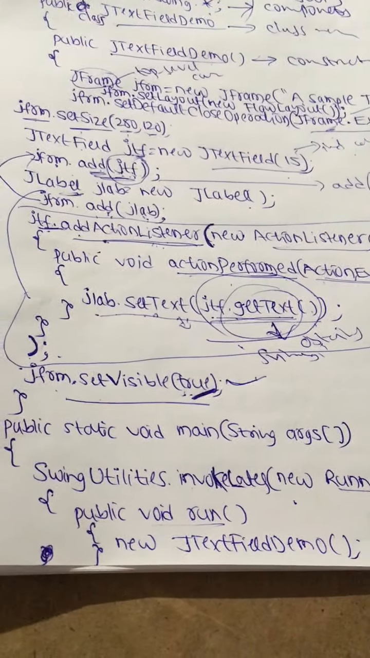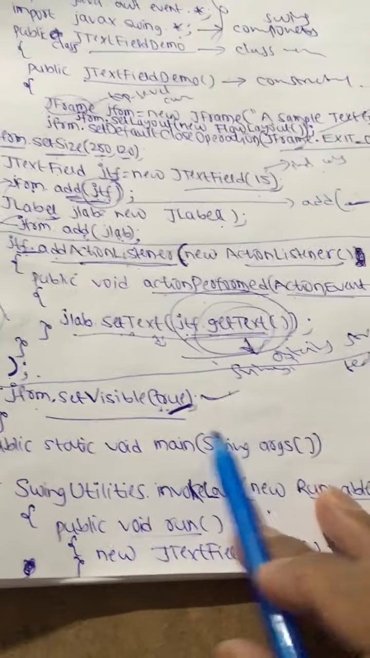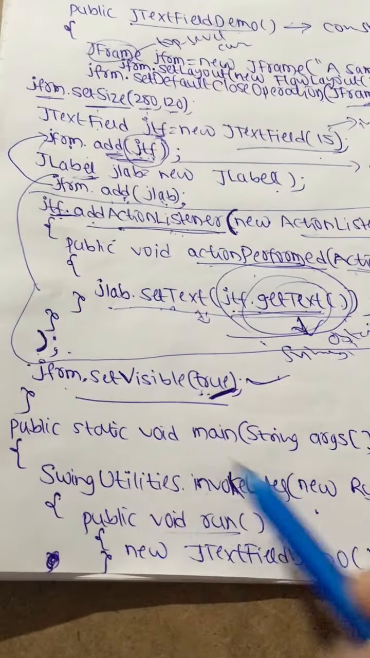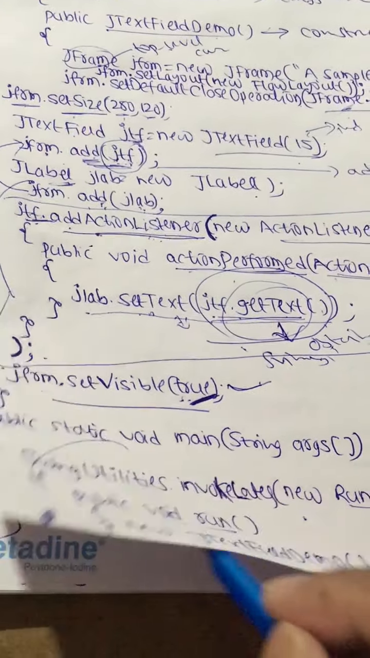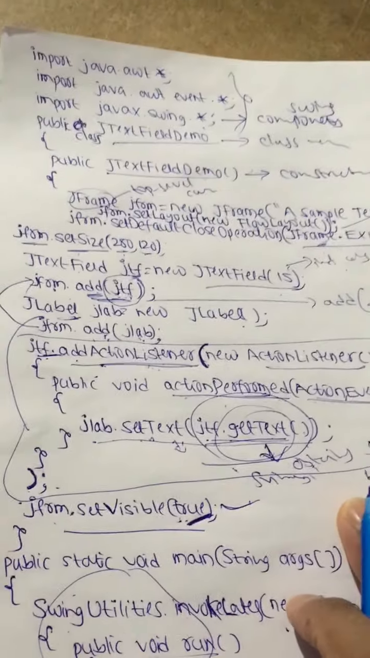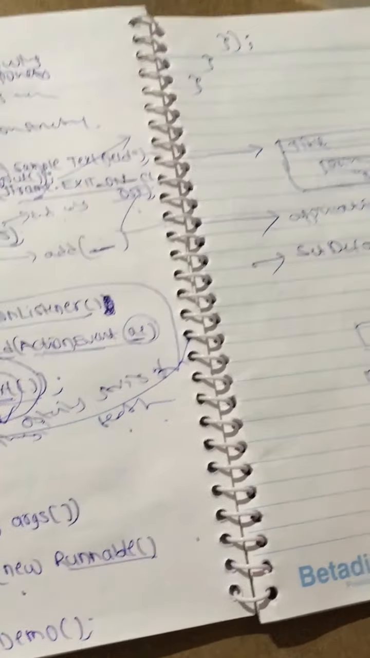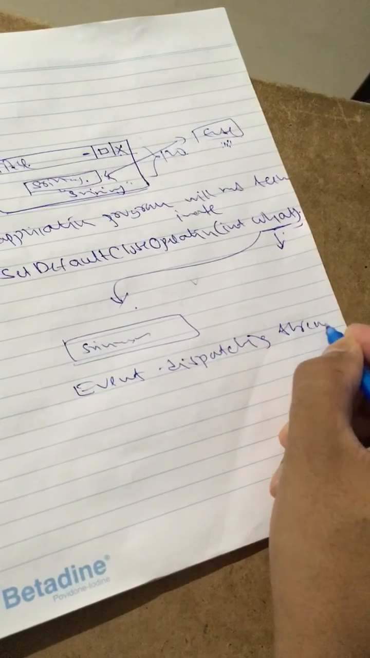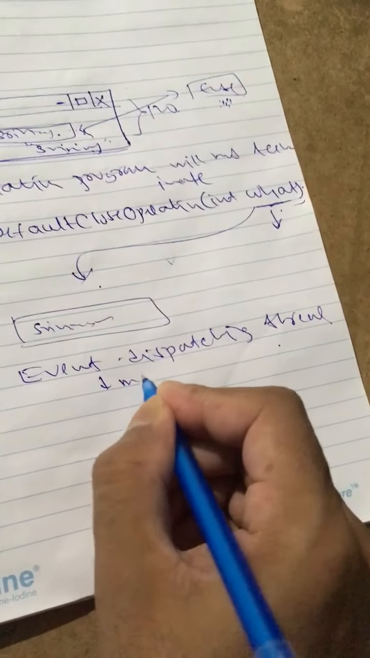Remember here, SwingUtilities.invokeLater, new Runnable. Some lines are there up to here. This sequence of lines creates the JTextField demo object on the event dispatching thread rather than on the main thread.